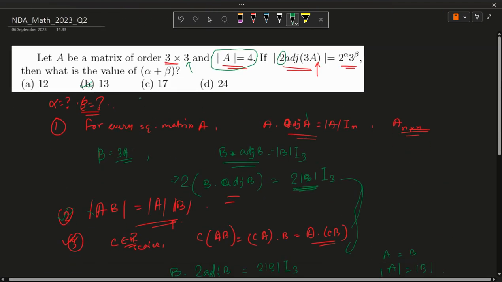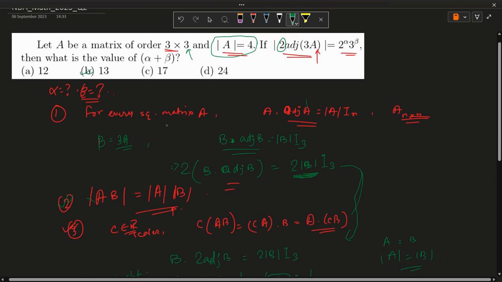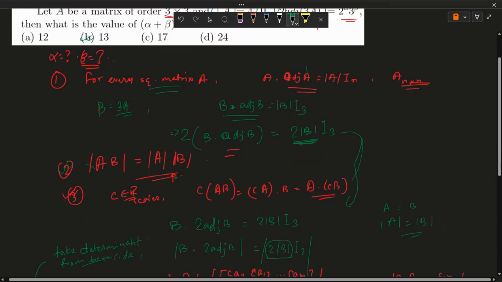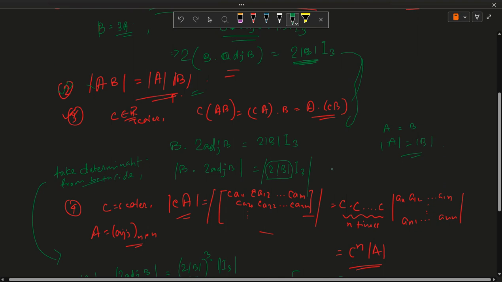It is very important because we use so many formulas here, and if we are familiar with these formulas, then the problem will be easy.